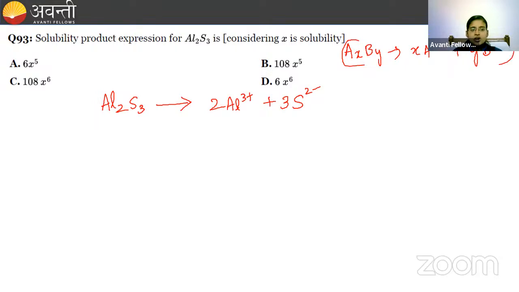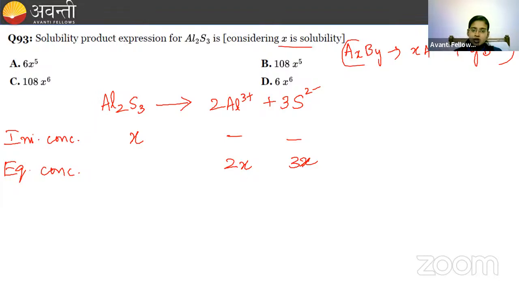The initial concentration of the reactant is x and there won't be any product formation. At equilibrium, the equilibrium concentrations will be 2x and 3x. Here x is taken as the solubility, right? 2x for Al3 plus and 3x for S2 minus, because 2 moles of aluminum 3 plus are forming and 3 moles of S2 minus are forming. So this is the equilibrium concentration.